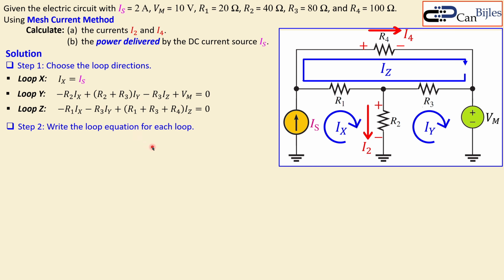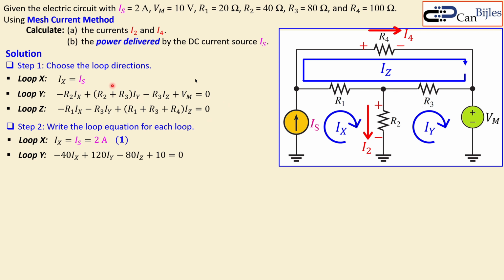Now we need to rewrite these equations for each loop and substitute the values given for this example. Loop X is quite easy because it is already given as 2 amps, so IX is 2 amps. We only need to calculate IY and IZ. That's really easy now. It looks like we have 3 unknowns, but it's actually just 2 unknowns. We'll call that equation number 1. Loop Y is this one, so you substitute everything you see into this equation.